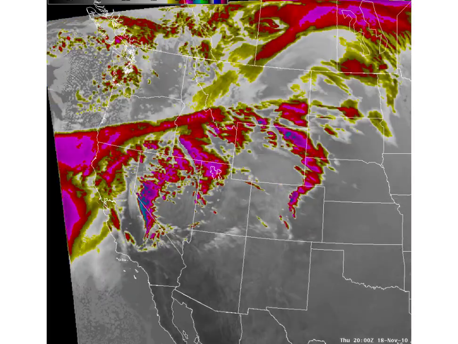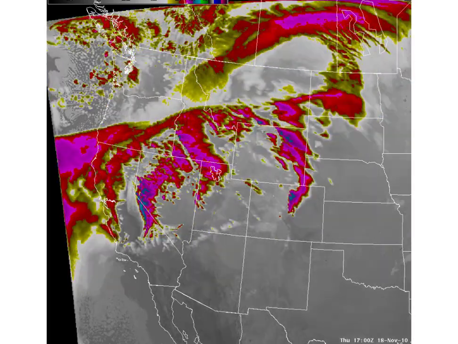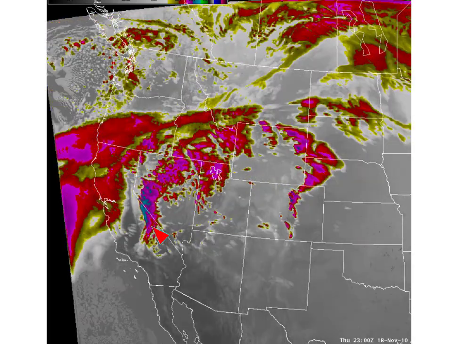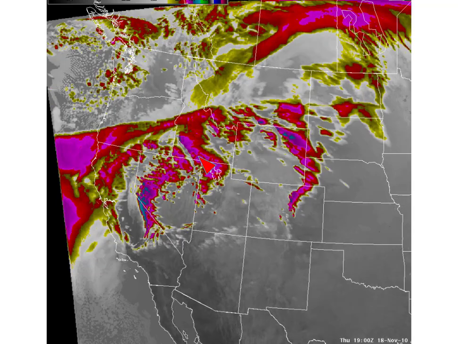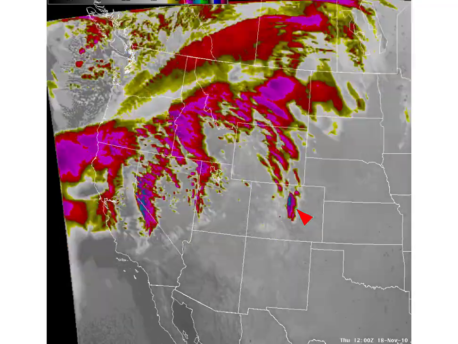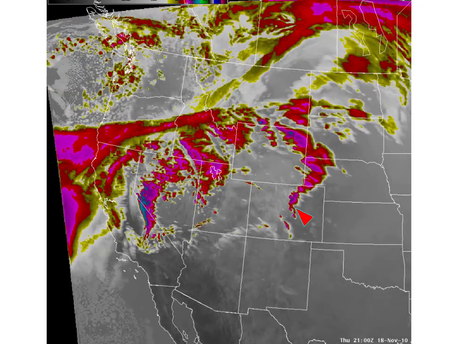The imagery shows what appear to be orographic cirrus, either present or developing in western Nevada and California, southwest Idaho, northern Wyoming, and central Colorado, downwind of many of the mountain ranges we looked at earlier.